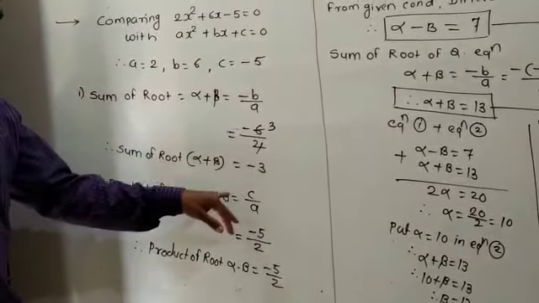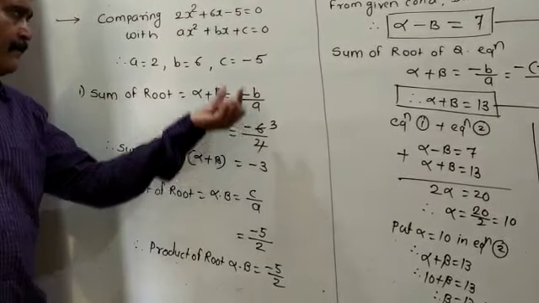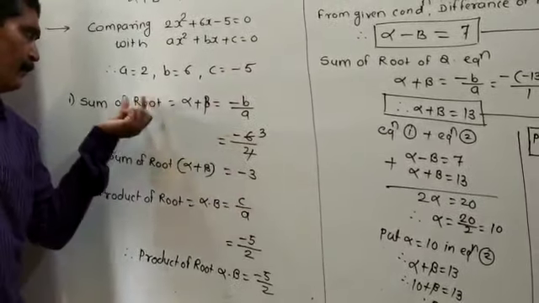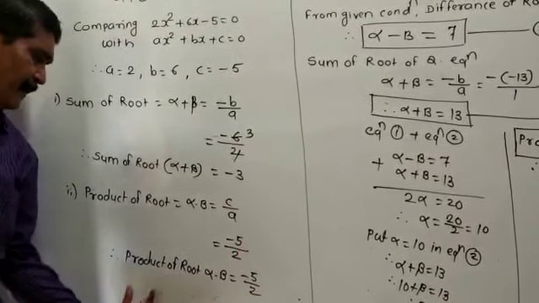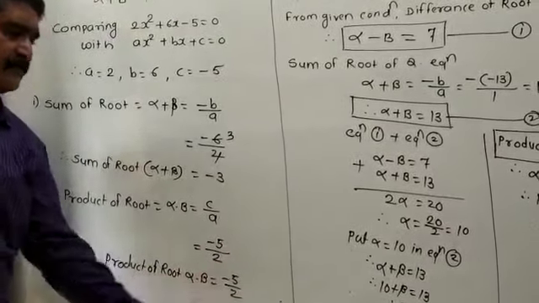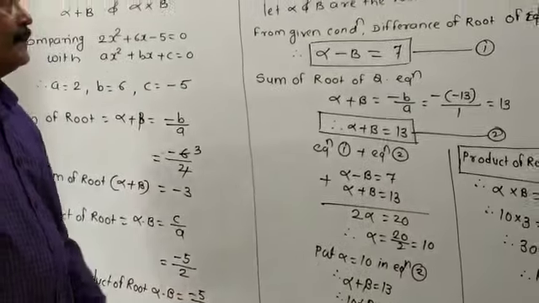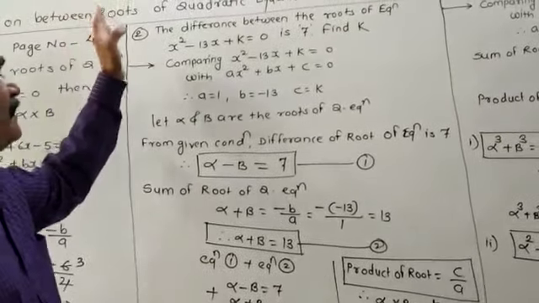Product of the roots, alpha into beta, is equal to c upon a. Value of c is −5. Value of a is 2. You have to put the value of c and a. We will get the product of the roots, alpha into beta, is equal to −5 upon 2. Then you have to come to the next question.